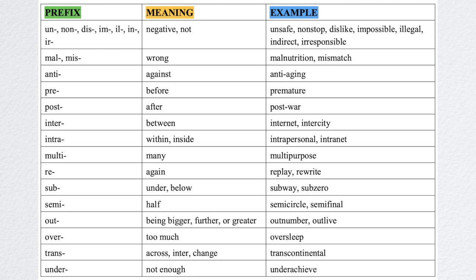Semicircle, semi-final. Out means being bigger, further or greater. Outnumber, outlive. Over means too much, oversleep is an example. Trans means across, for example, transcontinental. And under means not enough, underachieve.